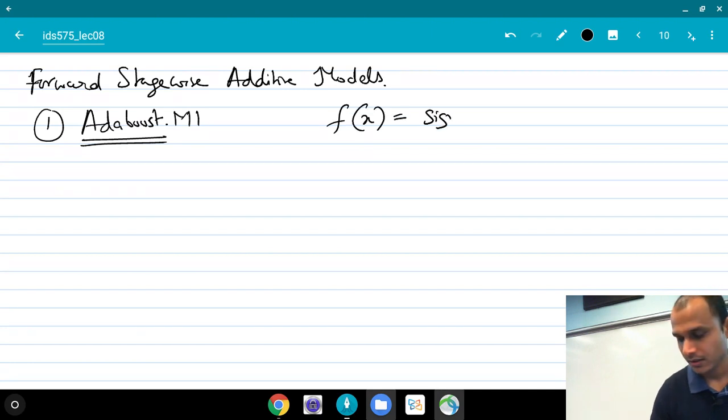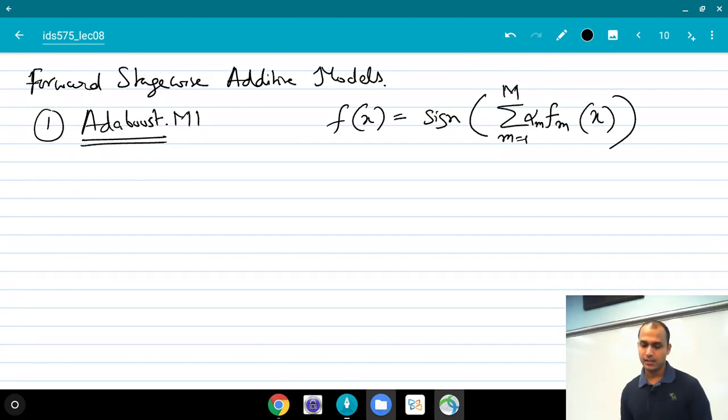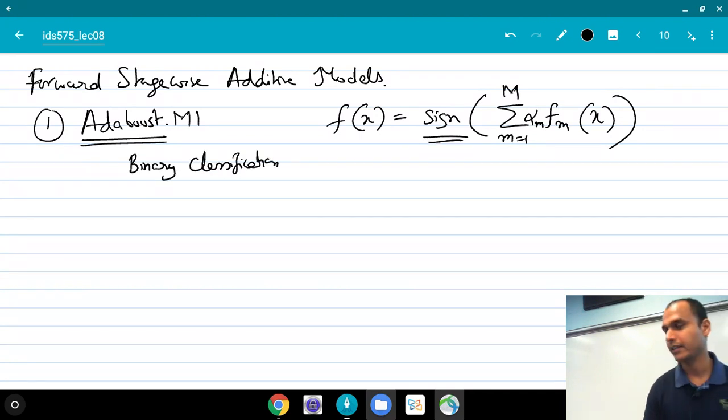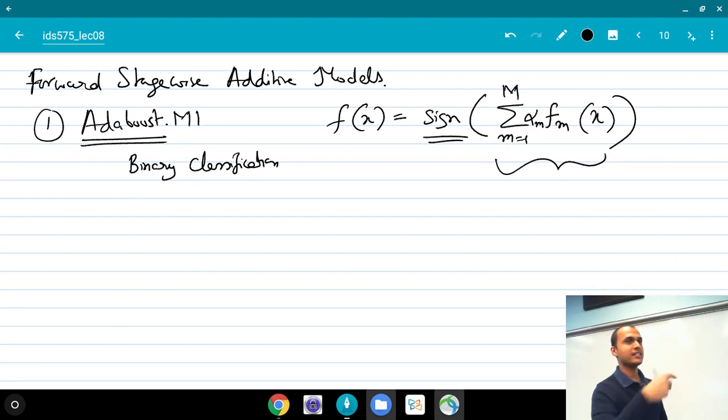f of x is equal to sign of the sum over m equals 1 to M of alpha_m f_m of x. So it's for binary classification, and you can see that by saying f of x is the sign of something. Sign of a number. The summation inside has to evaluate to a number.